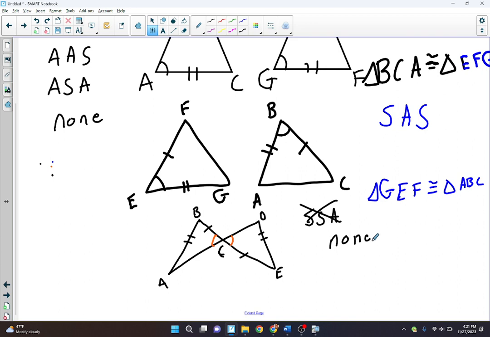Even though you have three pieces of information, side angle is not one of my answers. Why can't it be angle side side? Because the angle is not in the middle. You can't do angle side side.